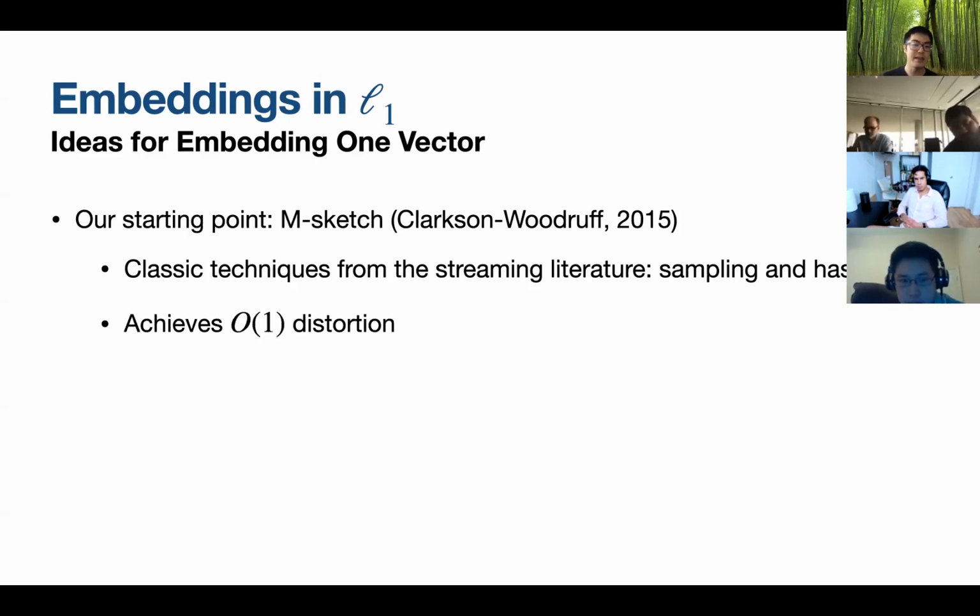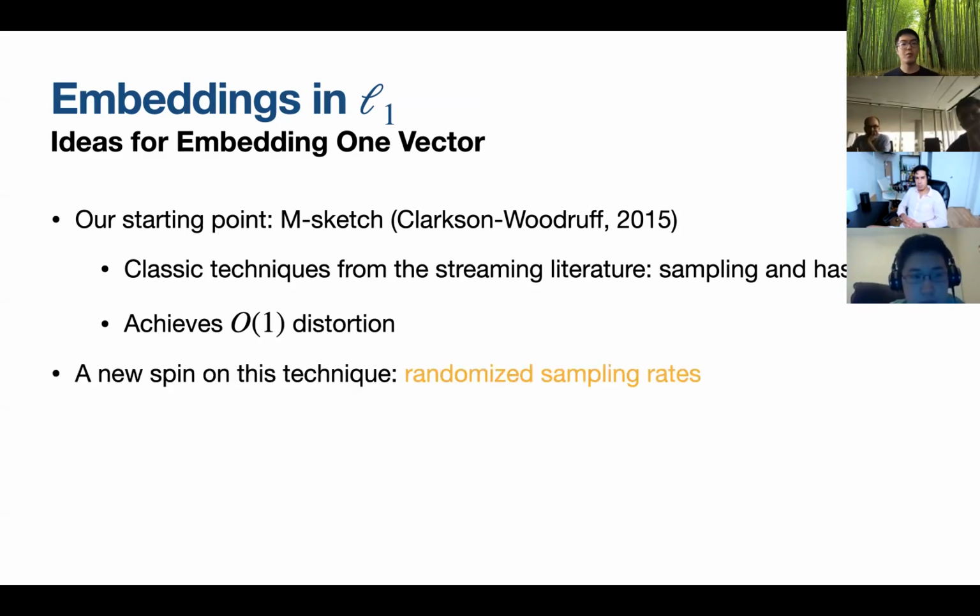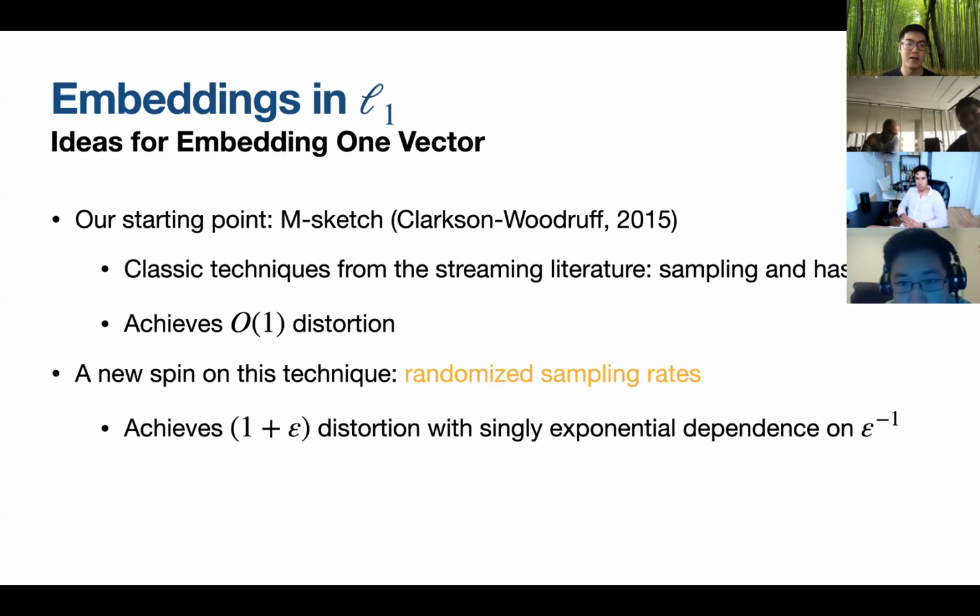It turns out that these techniques are only able to achieve an O(1) distortion, and this is a limitation of their work. However, we're able to put a new spin on this technique by randomizing the sampling rates of the sampling process themselves. This allows us to achieve a 1 plus epsilon distortion with only a singly exponential dependence on 1 over epsilon. So this is the high-level idea of our improvements for embedding one vector.